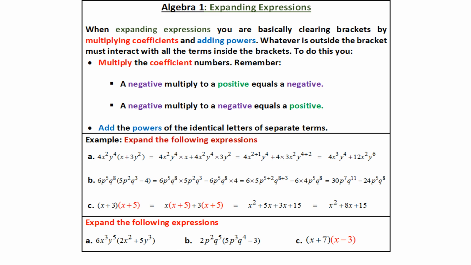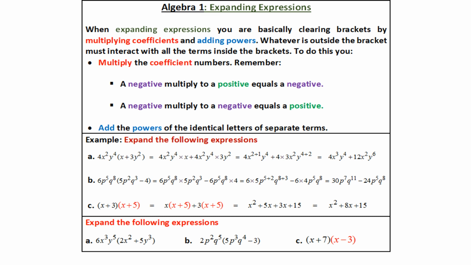X times x is x squared, because you add the powers of x. 1 plus 1 is 2. So you have x times x is x to the power of 2. Then x times 5 is 5x. And then you're going to distribute 3 to the x plus 5. So 3 times x is 3x, and 3 times 5 is 15.